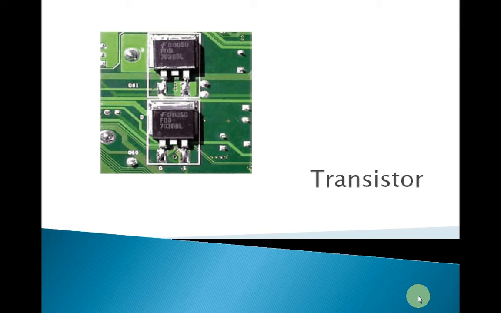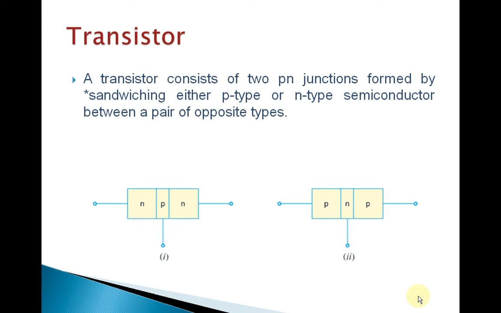So first of all, we would like to know what a transistor is. A transistor is an electronic device which consists of two p-n junctions, formed by sandwiching either p-type or n-type semiconductor between a pair of opposite type. From the figure you see the NPN transistor, where the middle element is P and the opposite N-type is on both sides. Similarly, from the other figure we can see that the middle component is N-type and the other sides are the opposite type, that means P-type is sandwiching it. So this is how the transistor is formed, by sandwiching p-type or n-type between a pair of opposite types.